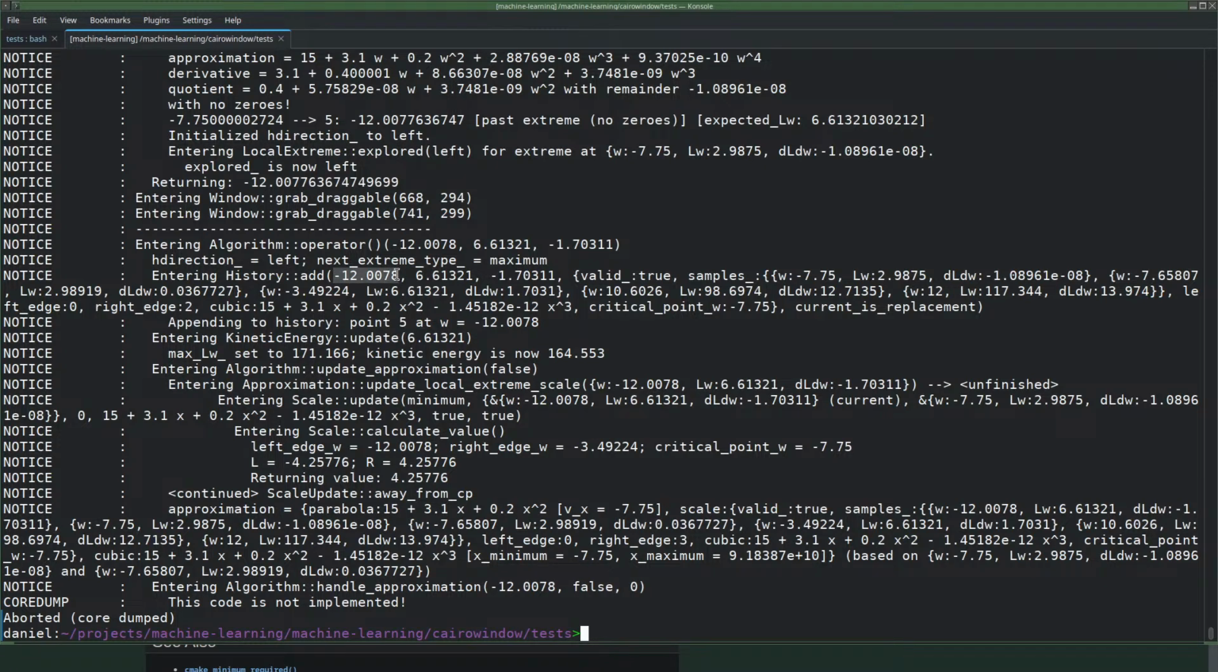Okay, so adding minus 12, appending to history. Update approximation, add 12. But it just updates the scale, which doesn't really update anything. Again, approximation. Calling a handle approximation, and that goes wrong. I don't get this at all. Let's just put a breakpoint here, I guess.